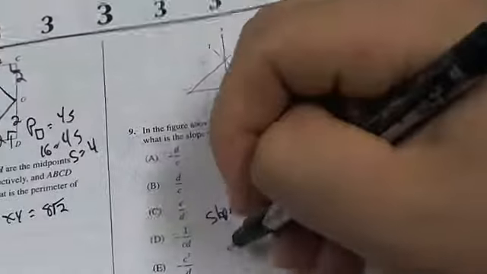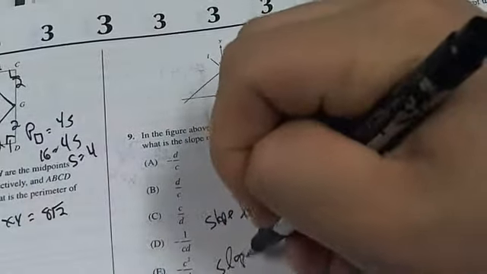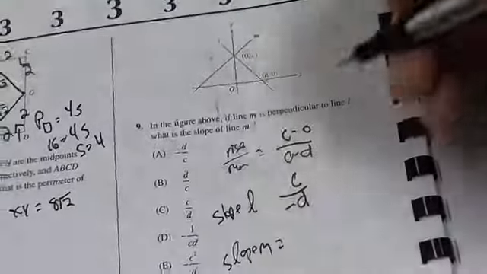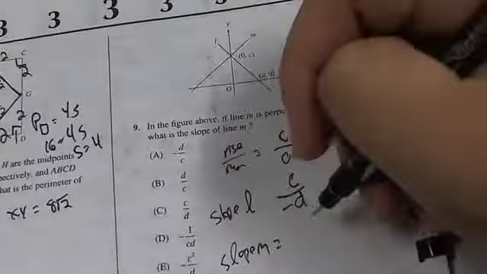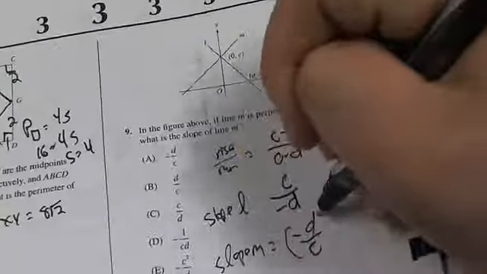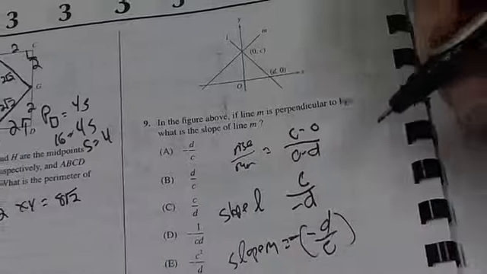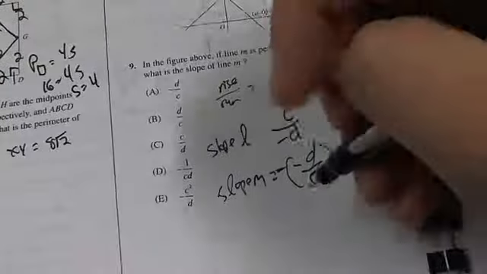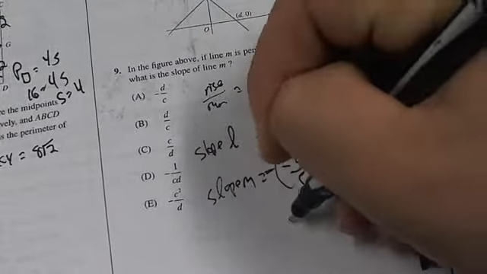Alright, what's the slope for M? Since they're perpendicular, they're negative reciprocals. So we flip this and we multiply it by a negative. So the negatives cancel. Negative times a negative gives you a positive. So the slope of M is D over C. Answer is B.